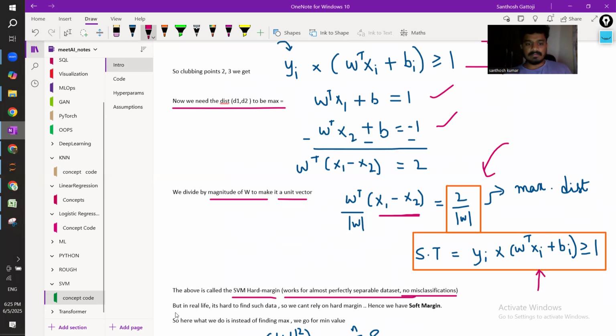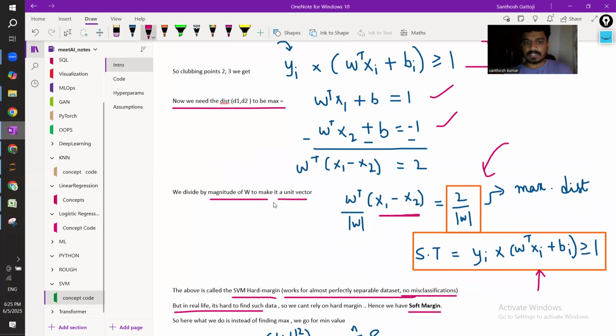But in real life, it is very hard to find such data because, as you said correctly, we'll have some misclassifications. That's why this will not work all the time. That's why we have something called a soft margin. That means we'll make some adjustments to this equation so that we are okay with some misclassifications. In that case, what should be my line, my equation, my constraints? That we'll see tomorrow. I hope this concept is clear.